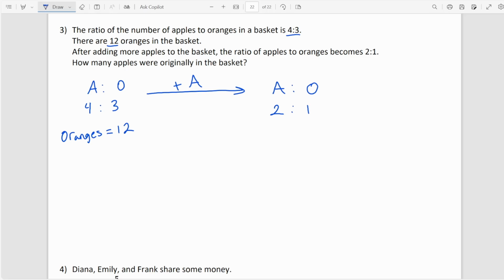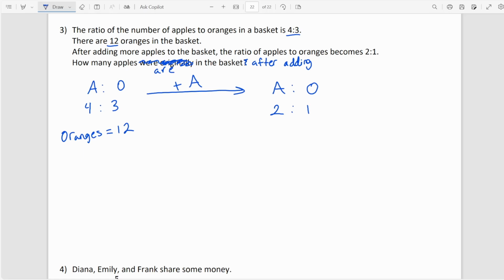Oh, this question is not supposed to be phrased like this. No. We don't want to know that. Hold on. We want to know how many apples are in the basket after adding. Okay, so this is what we want to know.